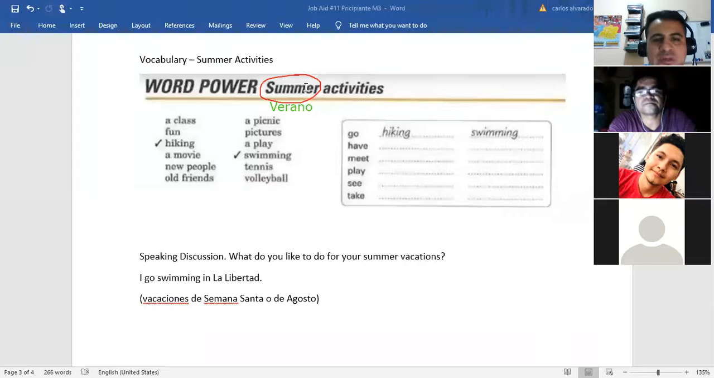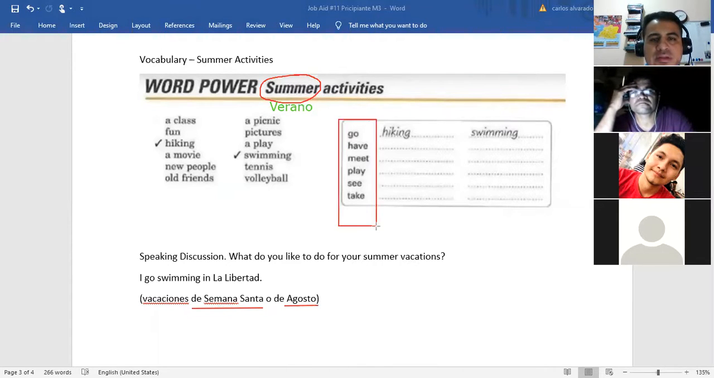Things that we do in the summer. We have two vacations here in El Salvador, right? Tenemos vacaciones de Semana Santa, and then tenemos vacaciones de agosto, right? This is the time that people normally go and do activities, right? I have a list of verbs here. The verbs here are going to match with the vocabulary. Okay, for example, go hiking, go swimming.